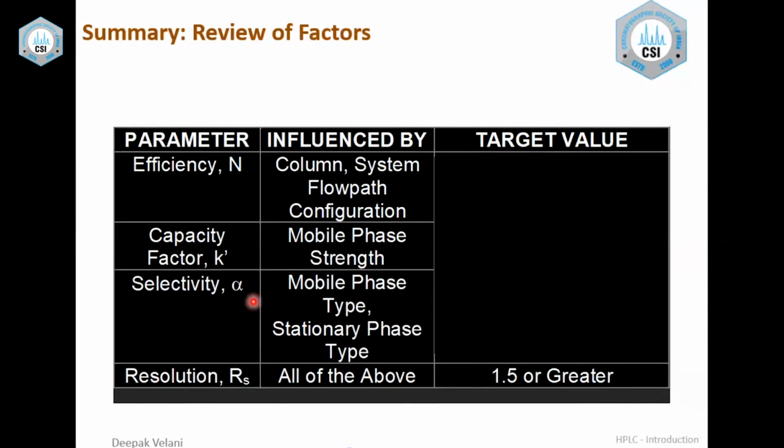And definitely, because these three factors are affecting resolution, the resolution is affected by all the aspects. Now the requirement is 1.5 for closely related components, and 2.0 for the non-related components or the other components in the HPLC.